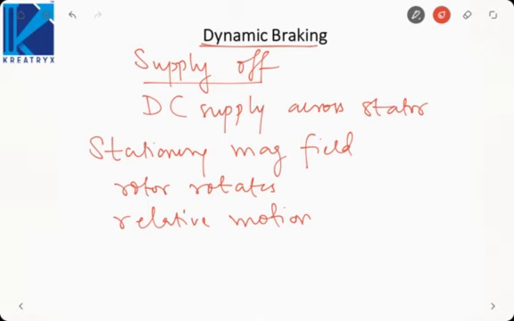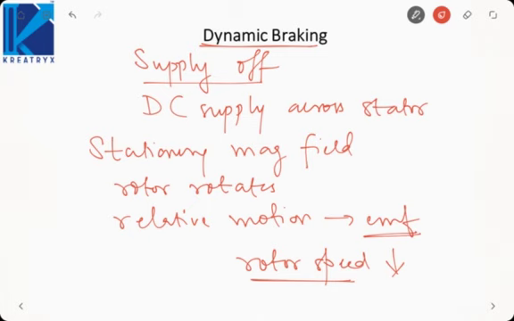Due to relative motion, there will be EMF, and the induced EMF opposes the cause of induction. The cause of induction is relative motion. So it will try to oppose the relative motion. How can it oppose the relative motion? By bringing the rotor to a halt. So the rotor speed will start reducing. Only then can it reduce the relative speed between the stator magnetic field and the rotor conductors. That is called dynamic braking.